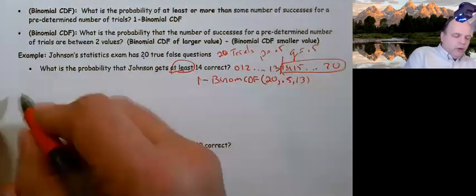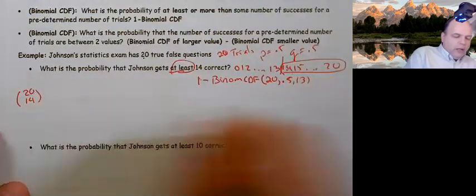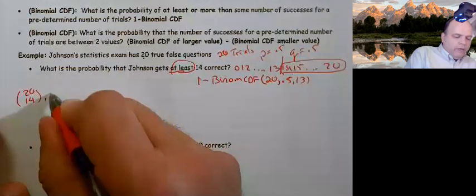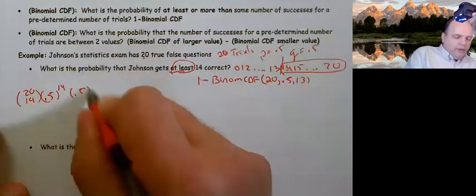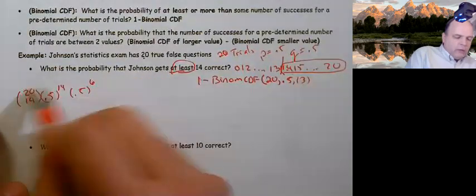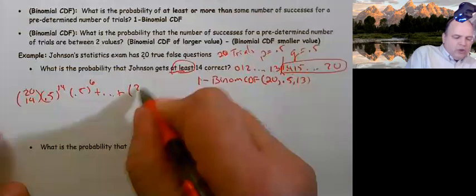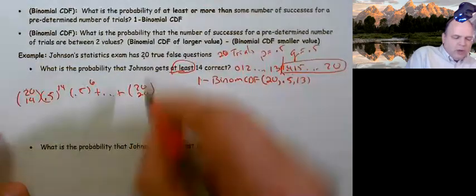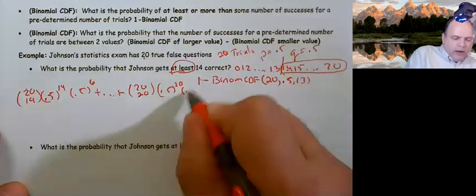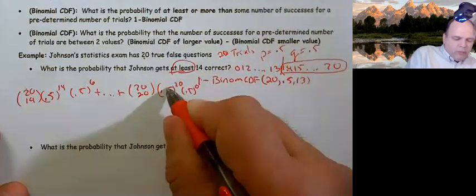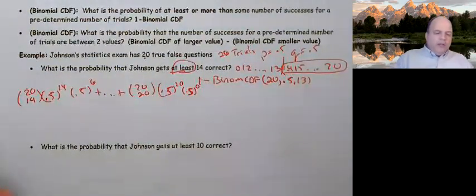So in this case, 20 choose 14. That's my lowest one. 0.5 to the 14th, 0.5 to the 6th, since 20 minus 14 is 6. Plus dot, dot, dot, plus 20 choose 20, 0.5 to the 20th, 0.5 to the 0. All right. Now what is this?